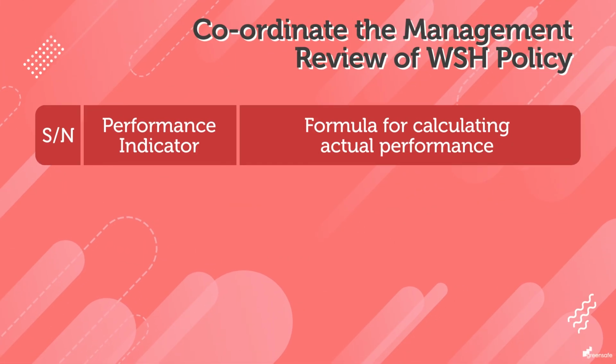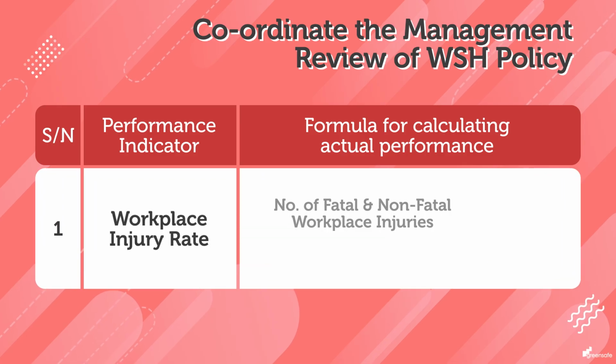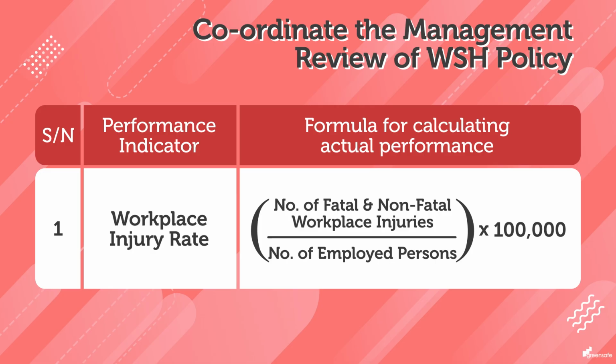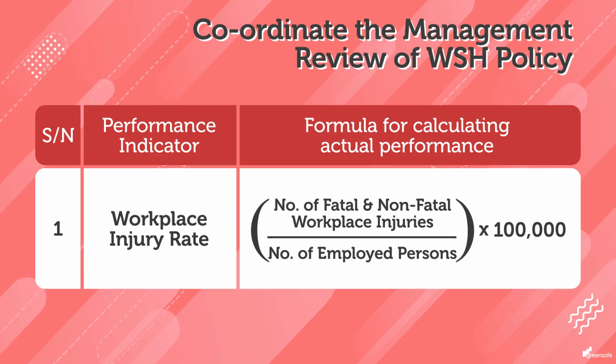This is the first WSH performance indicator. The workplace injury rate. Indicators should always be shown and reflected in a table for easy understanding. As shown, there is a formula given to calculate the workplace injury rate. You just have to divide the number of workplace injuries by the number of employed persons and times the value by 100,000. Yes, we're back to doing math.